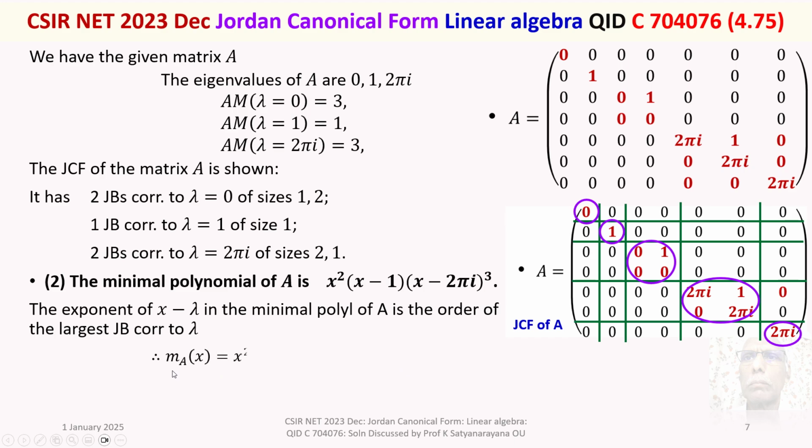So the minimal polynomial of A is given by x square, x minus 1 into x minus 2 pi I whole square. Right. So this is the one, but in the option it is given x square into x minus 1 into x minus 2 pi I whole cube. It's not whole cube, it is whole square. Therefore, the given statement in option 2 is false. The minimal polynomial is this only. Therefore, option 2 is not true. We continue in the next slide.